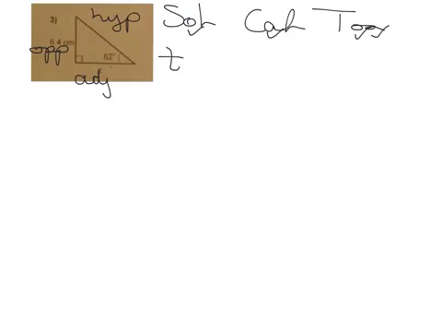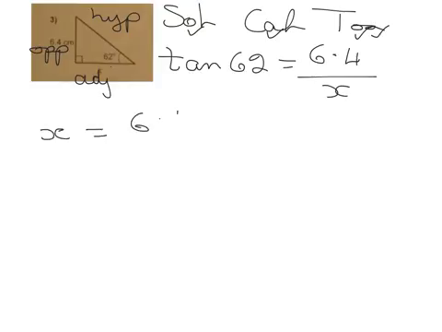So tan 62 degrees is equal to the opposite side, which is 6.4, divided by x. Okay, so we need to rearrange this, so we have x by itself. We have x equals 6.4 over tan 62. Put that into the calculator as it is, and we will get the length of x.